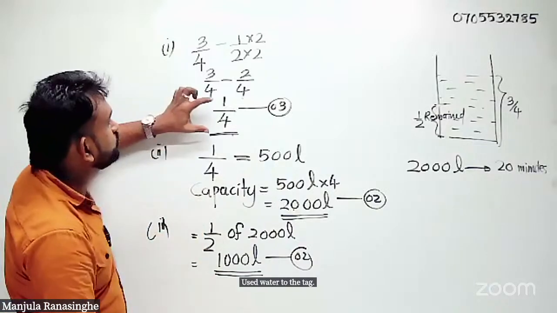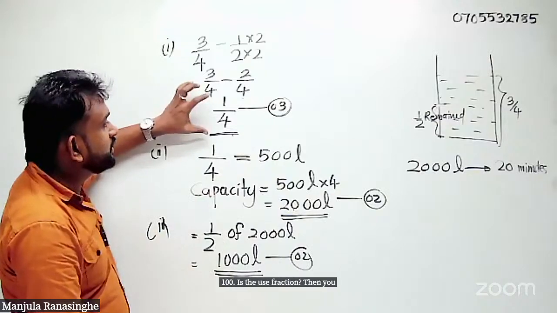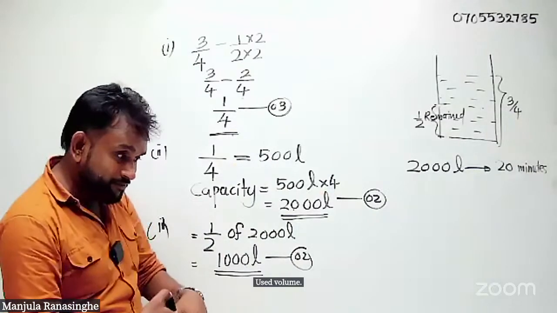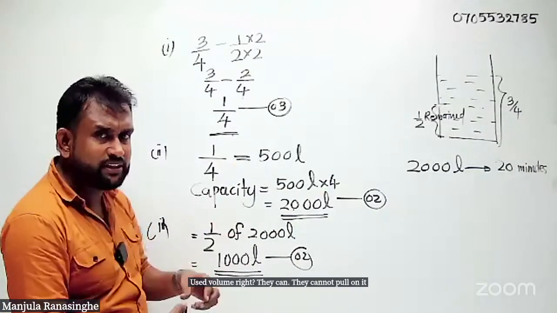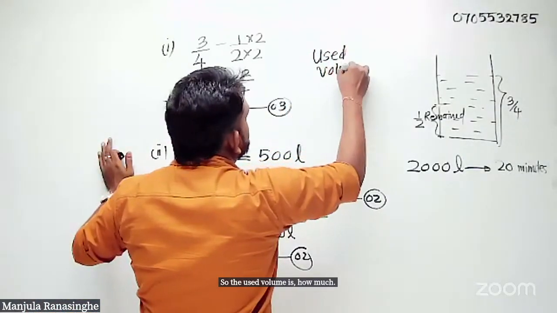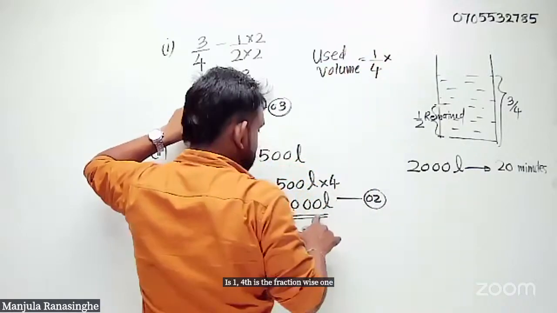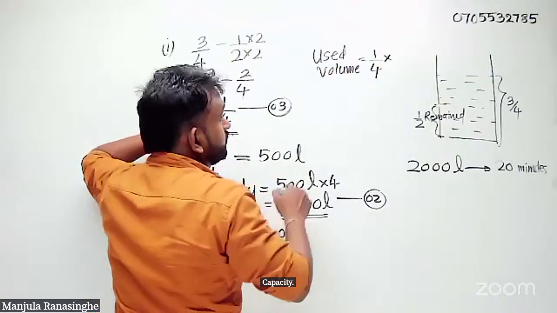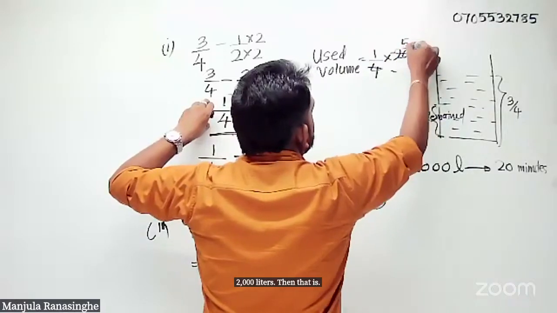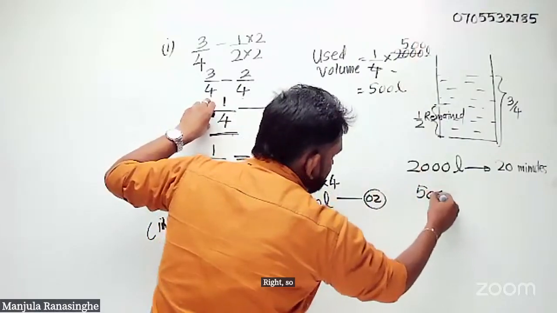So what is the used fraction? One fourth is the used fraction. Then you will find out the used volume. Right. There are many methods. So the used volume is how much? One fourth is the fraction, one fourth of what? The capacity here, 2000 liters. Then that is 500 liters, right? So the used volume is 500 liters.